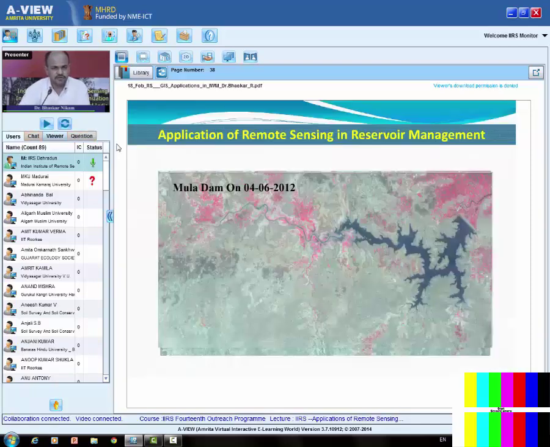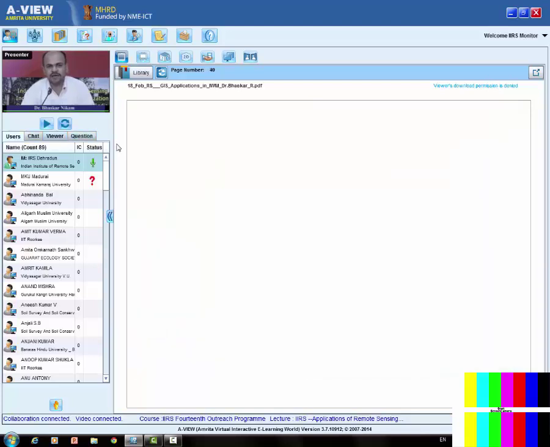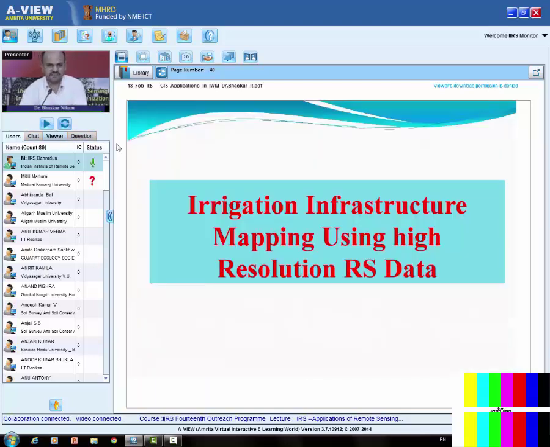So a simple application of remote sensing could be, if I just monitor the water spread area in the reservoir, I can always compare this with the area capacity curve. Every reservoir will have an area capacity curve. Elevation and area will tell me how much water is available, the capacity of that reservoir. So I just have to monitor the water spread area, and know the elevation of that water, and in real time I can get how much water is available in the reservoir, based on which I can plan the irrigation schedule for my next month or next season.